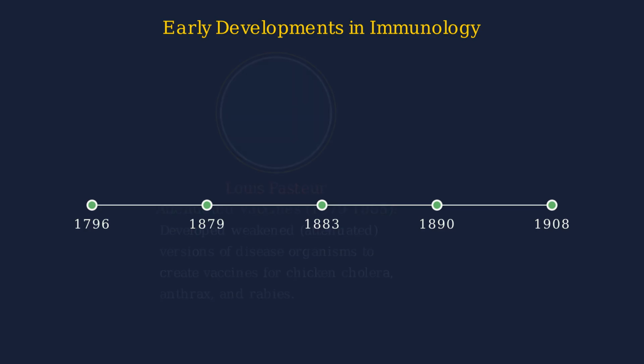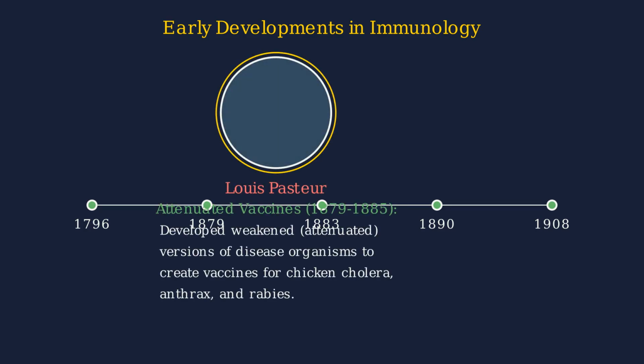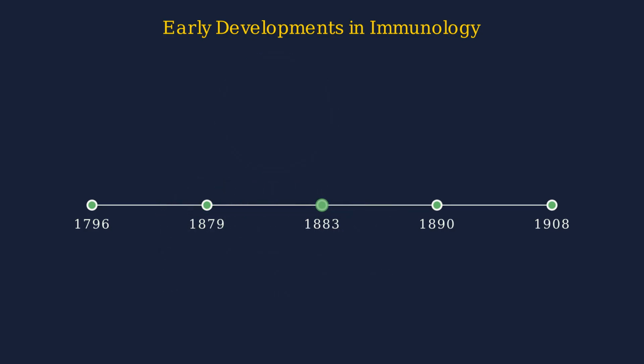Louis Pasteur advanced immunology by developing attenuated vaccines, weakened versions of disease organisms. Between 1879 and 1885, Pasteur created vaccines for chicken cholera, anthrax, and notably rabies. Pasteur's method of attenuation became a cornerstone of vaccine development, but the cellular mechanisms of immunity remained unknown.